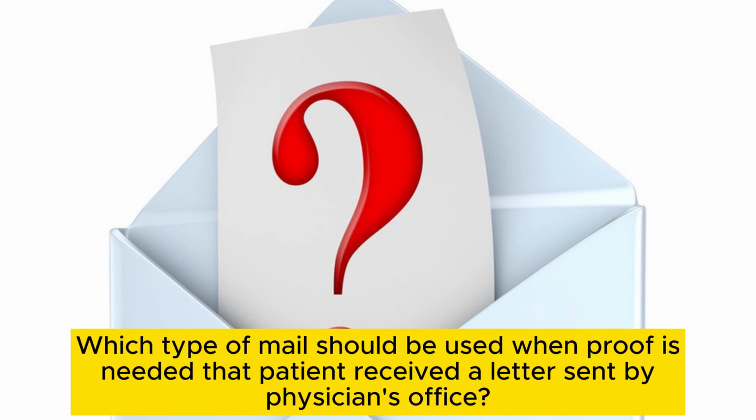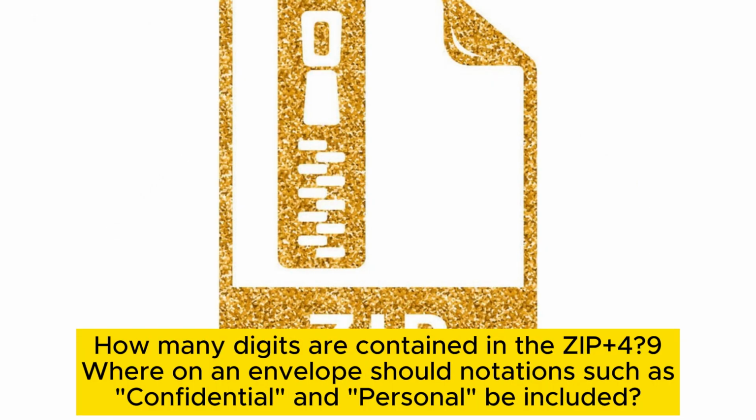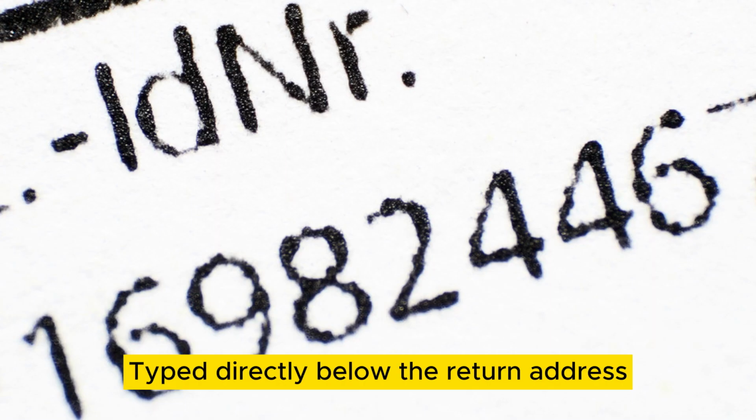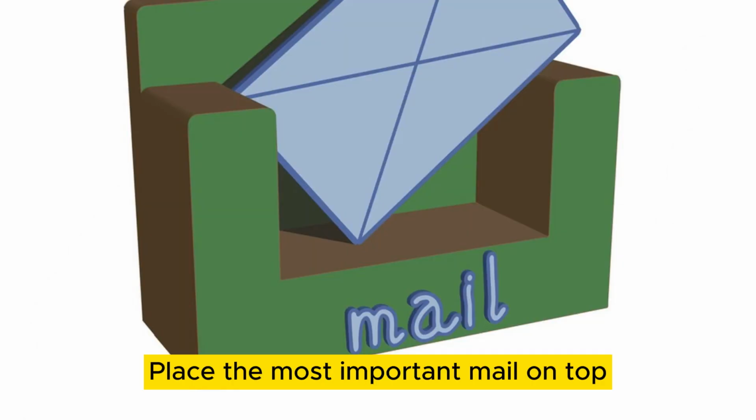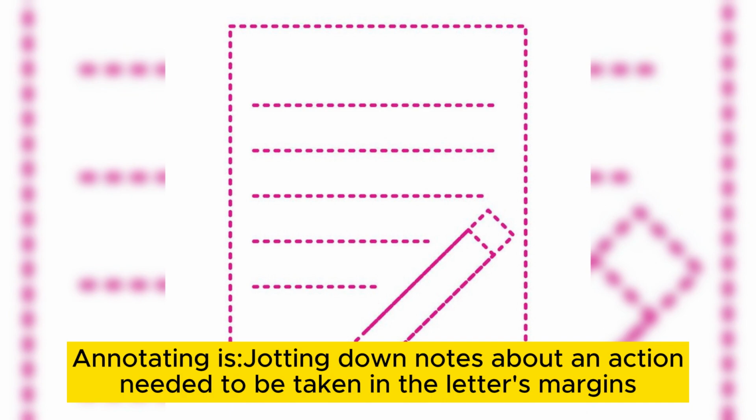Which type of mail should be used when proof is needed that the patient received a letter sent by the physician's office? Certified mail. How many digits are contained in the zip plus 4? 9. Where on an envelope should notations such as confidential and personal be included? Type directly below the return address. Correct USPS abbreviation for the state of Maine. The proper procedure to follow when opening mail is to place the most important mail on top. Annotating is jotting down notes about an action needed to be taken in the letter's margins.